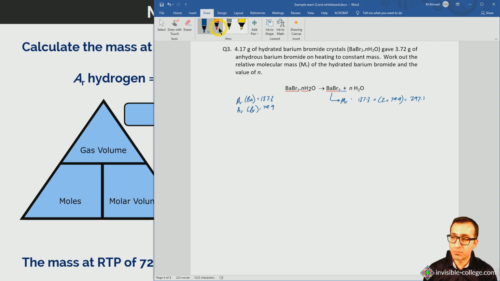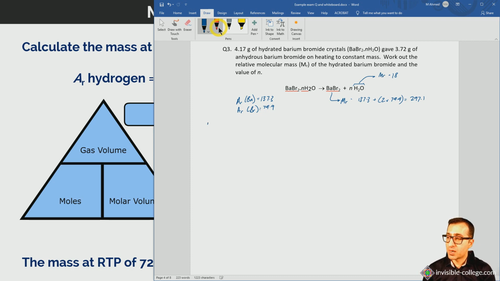So that's the relative formula mass of barium bromide when it's anhydrous. Now, we don't know the relative formula mass of this because we don't know how many molecules of water are involved in it. We first need to work out what N is. Now, we know that the relative formula mass of water is 18. It's 2 for the two hydrogens plus 16 for the oxygen. So this is going to be 18.